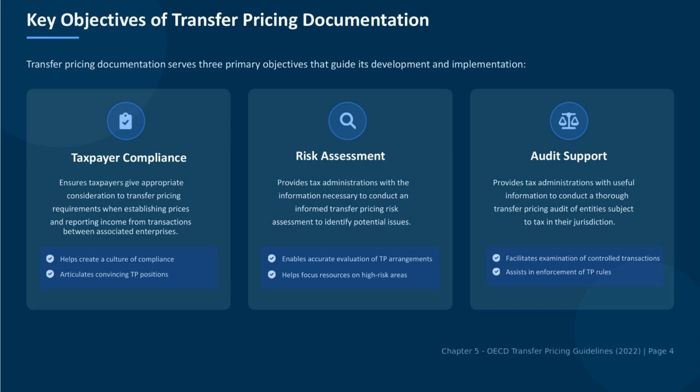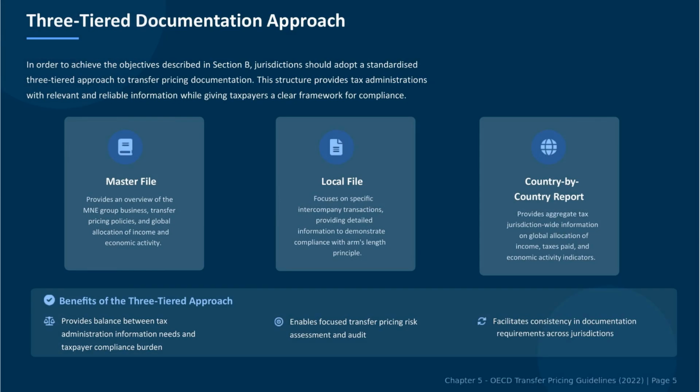Transfer pricing documentation aims to ensure taxpayer compliance by encouraging appropriate pricing and income reporting between associated enterprises. It supports risk assessment by equipping tax administrations with necessary information for identifying potential issues. Additionally, it aids audit support by providing data for thorough examination of controlled transactions, ensuring effective enforcement of transfer pricing rules. The three-tiered documentation approach standardizes transfer pricing documentation, balancing tax administration needs with taxpayer compliance.